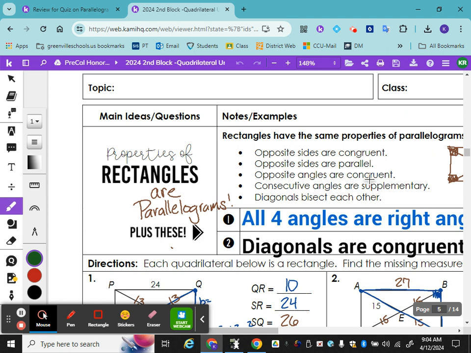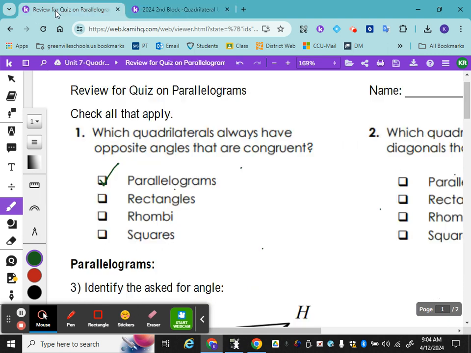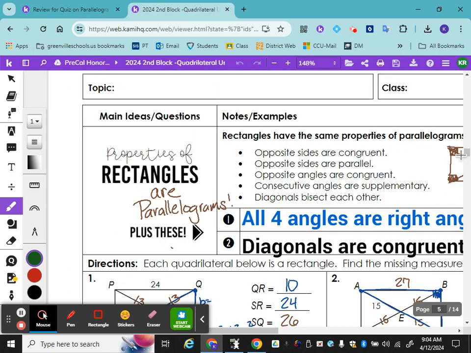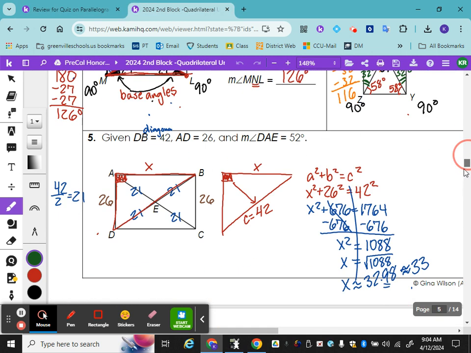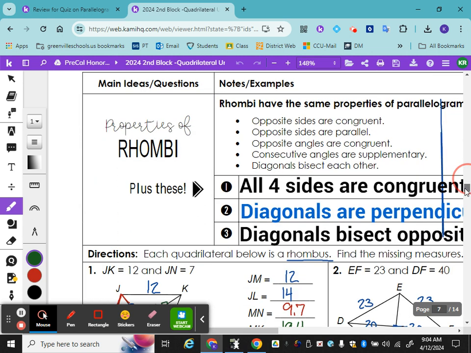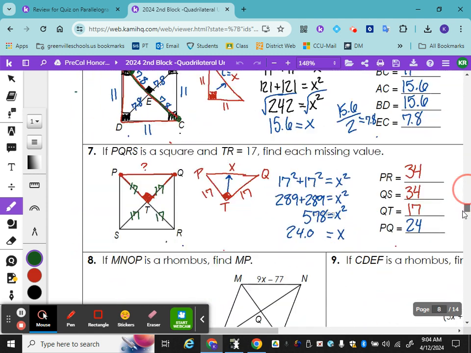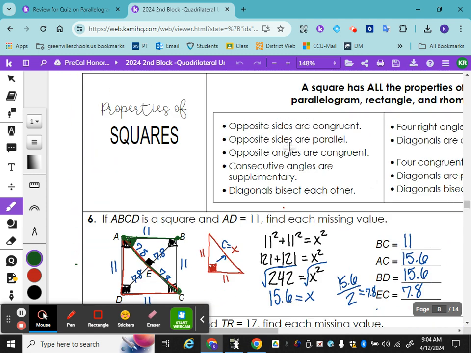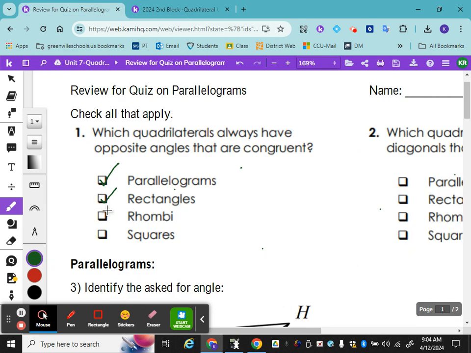Rectangles. Opposite angles are congruent. Yes. Rhombus. Opposite angles are congruent. Yes. Squares. Opposite angles are congruent. Yes. So all four of these have opposite angles congruent.